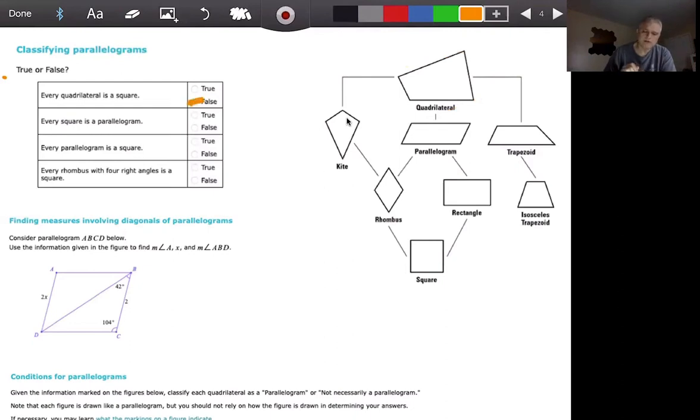Every square is a parallelogram. So this square does happen to meet all of the requirements of being a parallelogram. 2 sets of opposite sides are parallel. Then yes, it is a parallelogram. It's like saying the pug is a mammal. Sure, absolutely. So every square is a parallelogram. True.